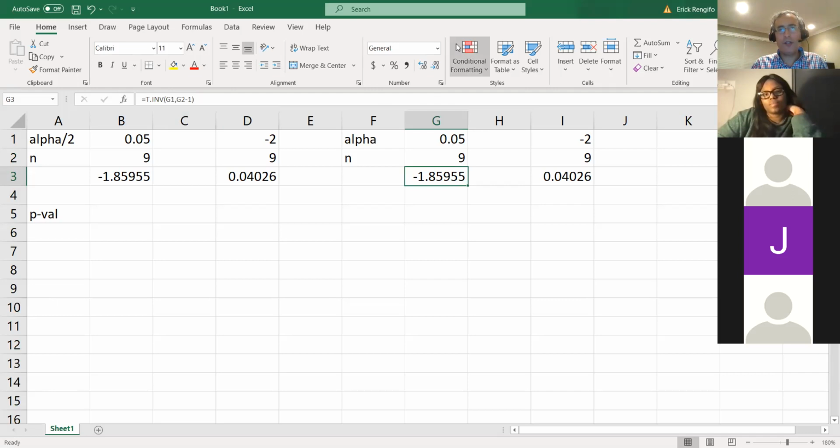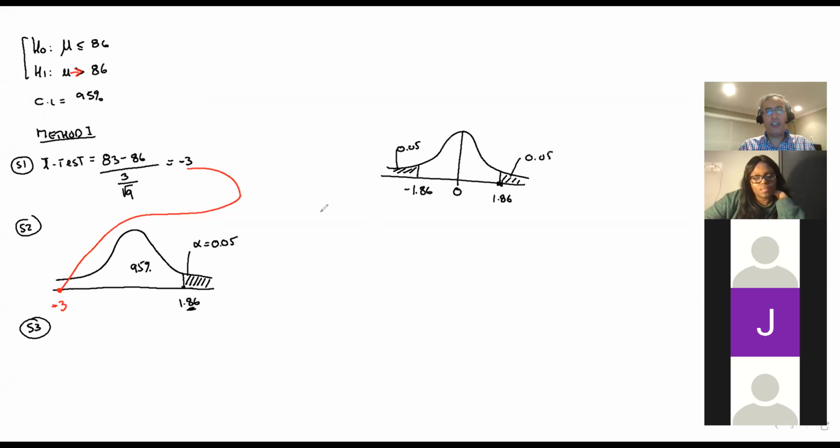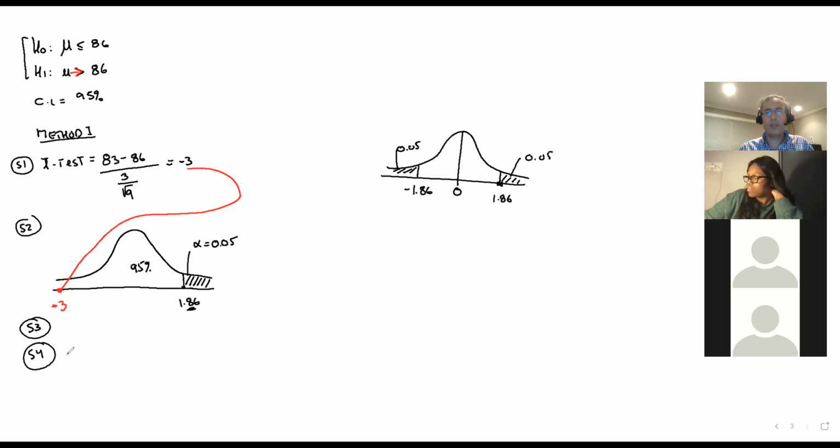Okay, so now we have my step three. It was simply my minus three, where it falls. My step four is going to be one. What do I conclude, guys? Do not reject the null. Yeah, basically fail to reject H0. So basically, guys, at the 95% confidence level, given this data here, I fail to reject. So indeed, the mean should be smaller than 86.